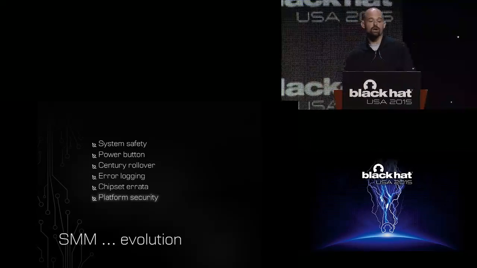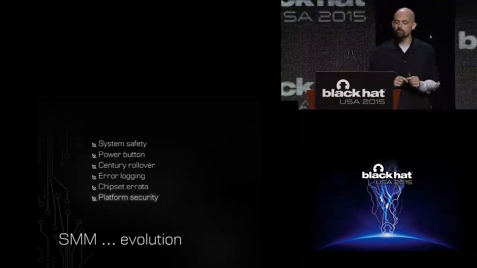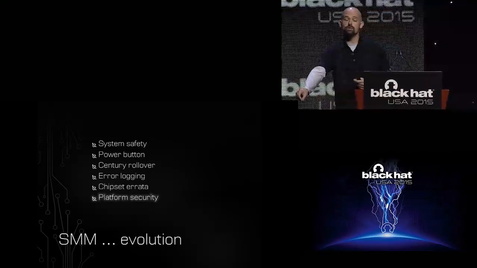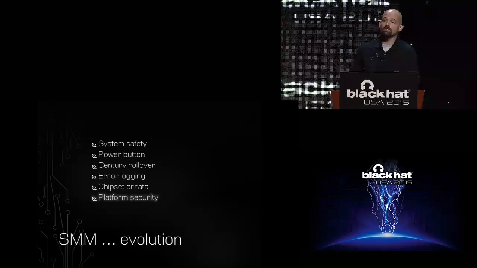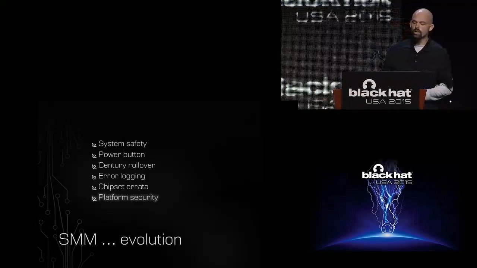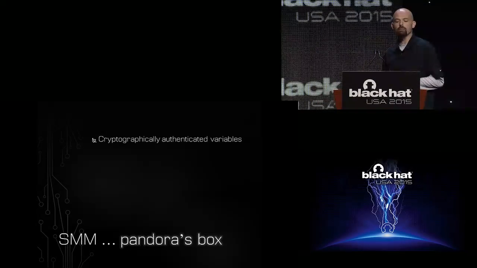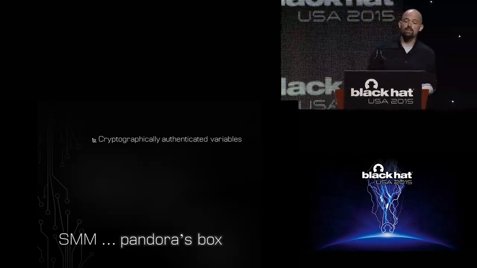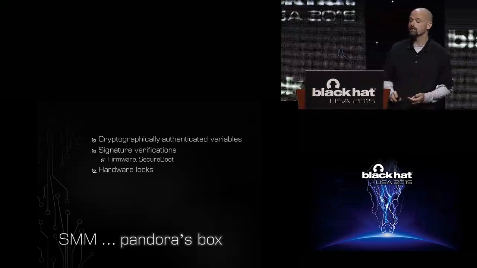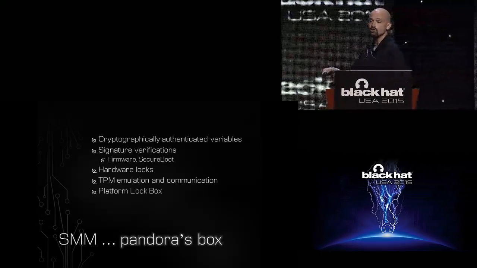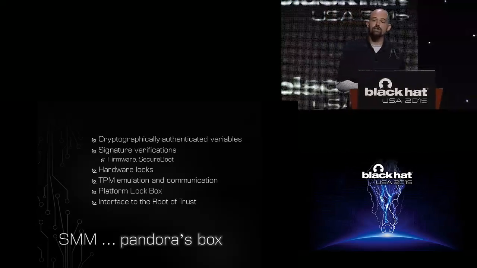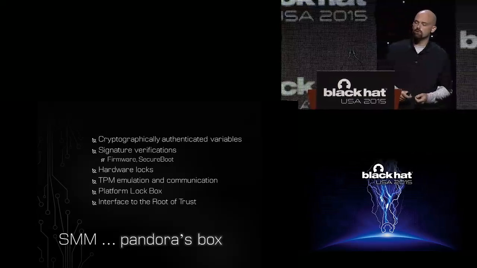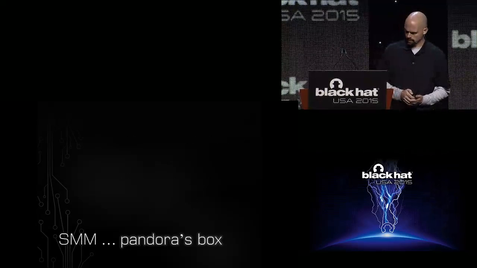And then all of a sudden came a big one. We dumped platform security into system management mode. And why not? Platform security is really, really important, and ring 0 could be compromised. If we put platform security into ring -2, all of a sudden we don't have to worry about ring 0 compromises anymore. But this really opened up a whole Pandora's box for what system management mode can do. It's now in charge of an alarming number of very important things on the processor, like cryptographically authenticated variables, signature verifications, hardware locks, and TPM communications. It controls a platform lockbox on that system, and it's actually the interface to the root of trust on the system, because system management mode alone can modify the very first instruction that the processor will ever execute when it turns on.